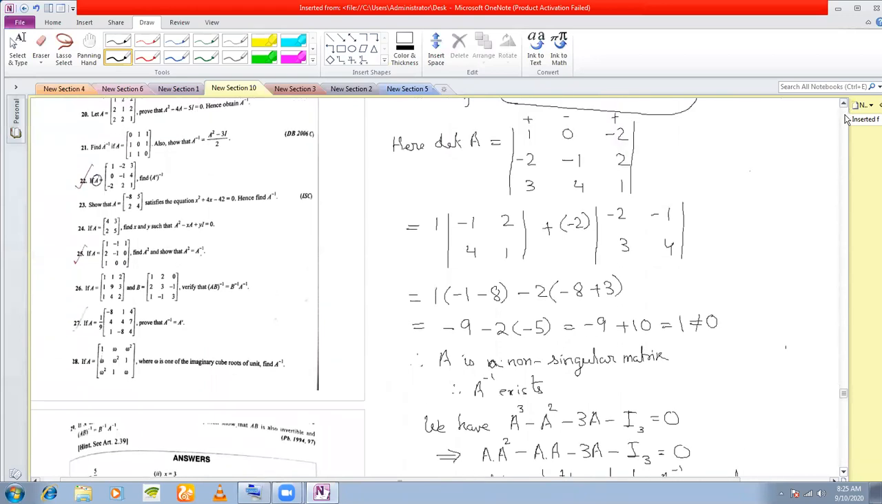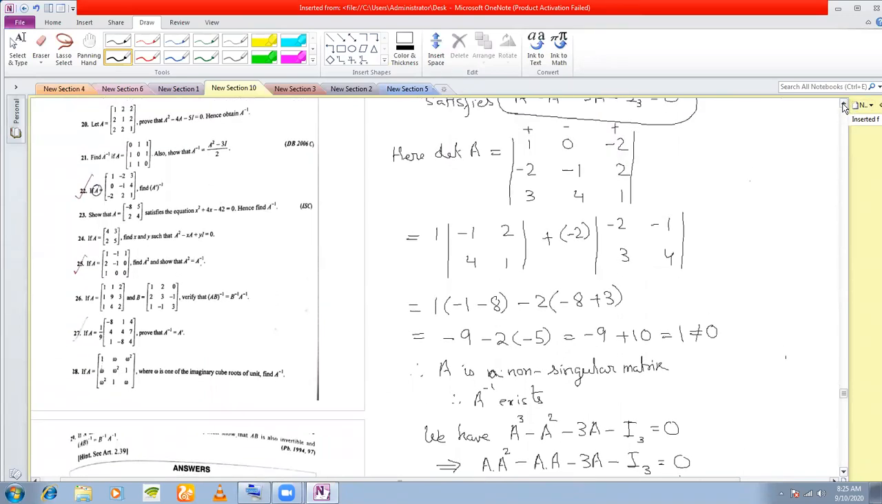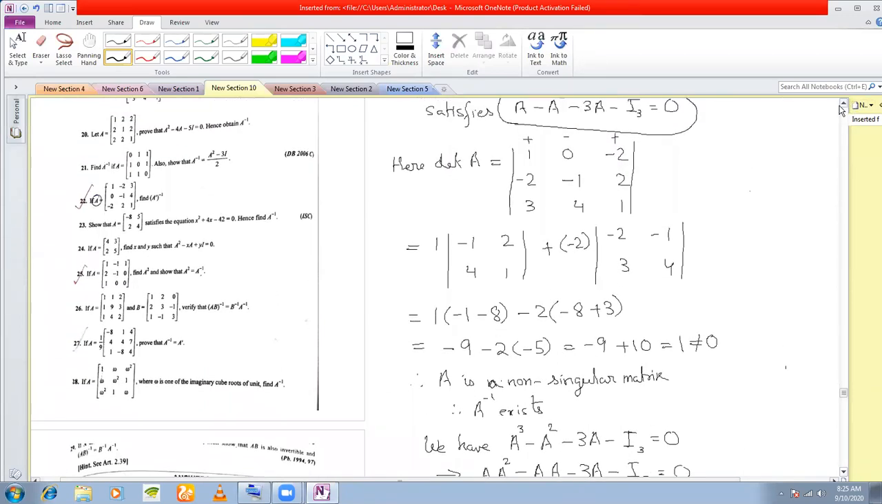Maybe one more. I don't have time for much. You can do number 23 on your own. Show that A, this is a 2 by 2 matrix, satisfies this equation, X cube plus 4x minus 42. Find A inverse. Can you do this?